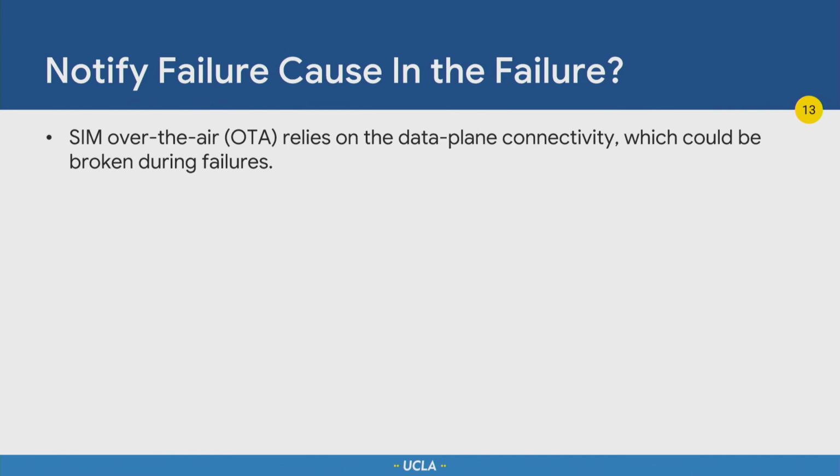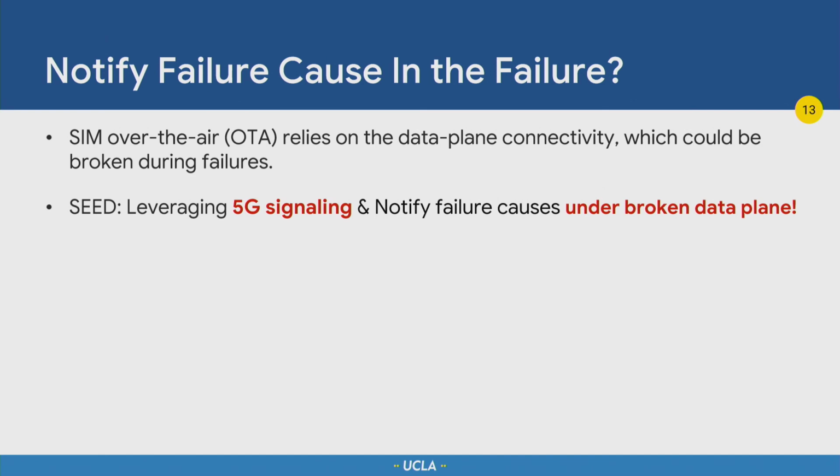With this, the current SIM card actually supports this OTA channel, the over-the-air channel. However, this channel still relies on data communication. Like you can send out some TCP or UDP traffic, but this cannot work when the failure happens. What we do is that the SIM leverages the 5G signaling links to embed the diagnosis information so that it could work under a broken data plane, or even when the data plane has not been set up. So let's see a case.